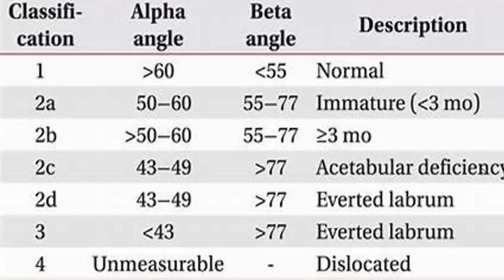So you have to know these. In 1, it's normal. In 2A, it's immature. 2B, it's greater than 3 months. It is in between. 2C, acetabular deficiency. 2D, everted labrum. 3, everted labrum. And 4 is dislocated. Don't forget this.